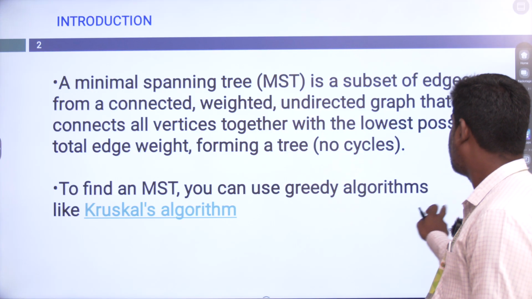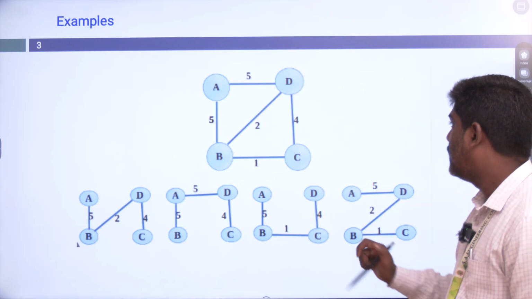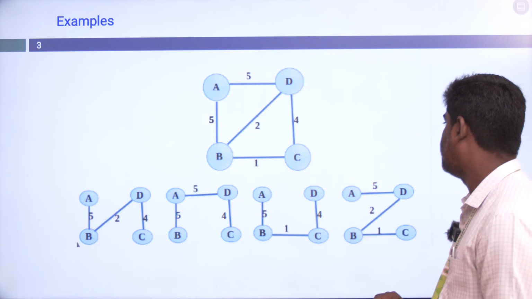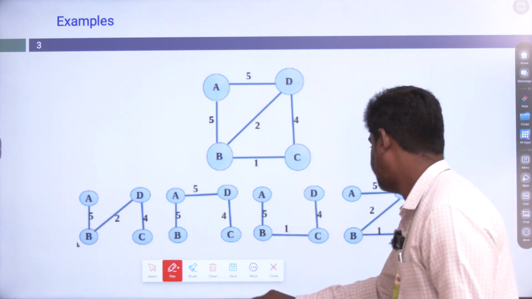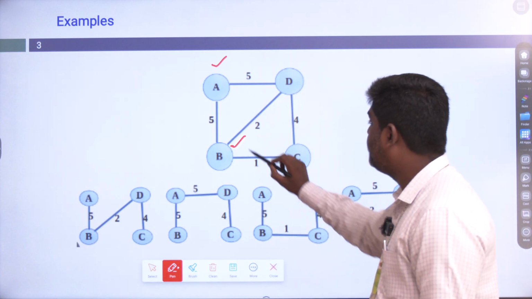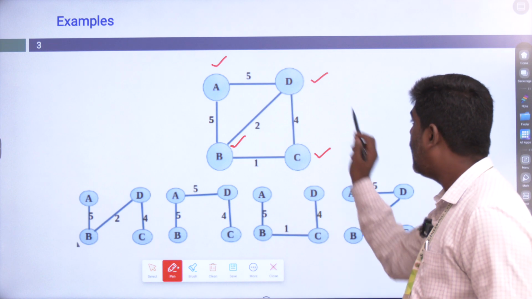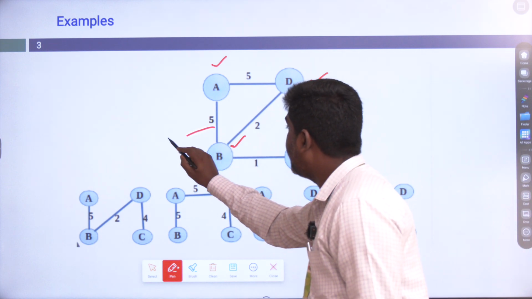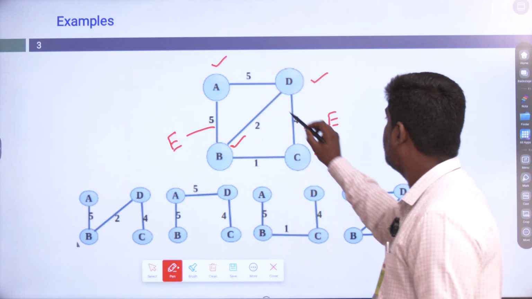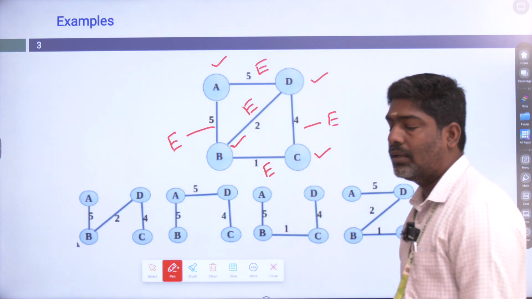Let me move to the next slide. This is the best example for our graph. This is vertex A, vertex B, vertex C, vertex D. I have 4 vertices. Among these, these are called edges. First edge, second, third, fourth and fifth.